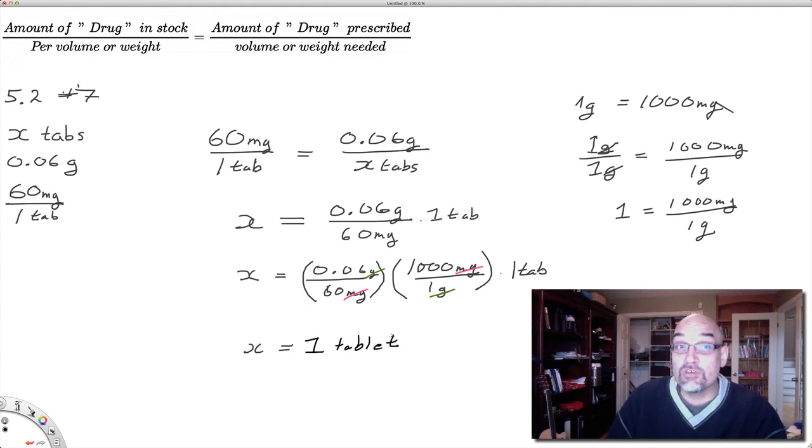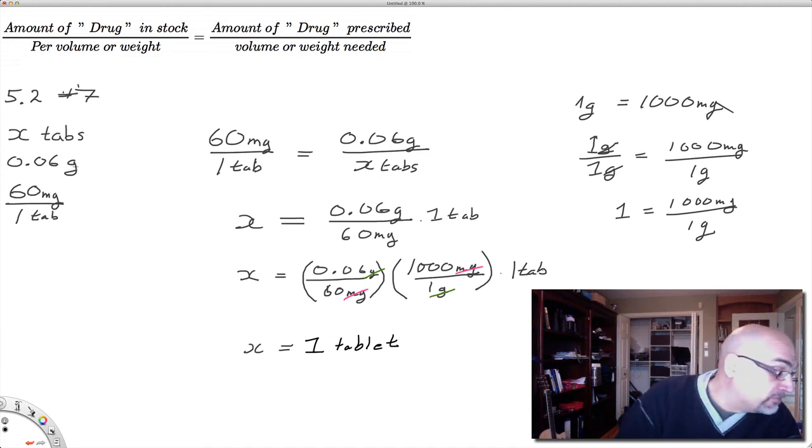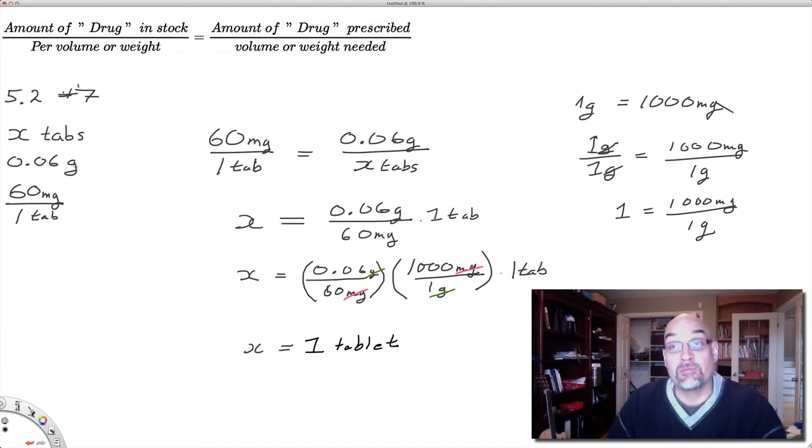If we had done the conversion right at the start, then that would have been obvious. But I wanted to go through this whole process. So if I had noticed at the start that 0.06 grams is equal to 60 milligrams, and then read the label and saw that there's 60 milligram tablets, I would have known right away it's just 1 tablet.